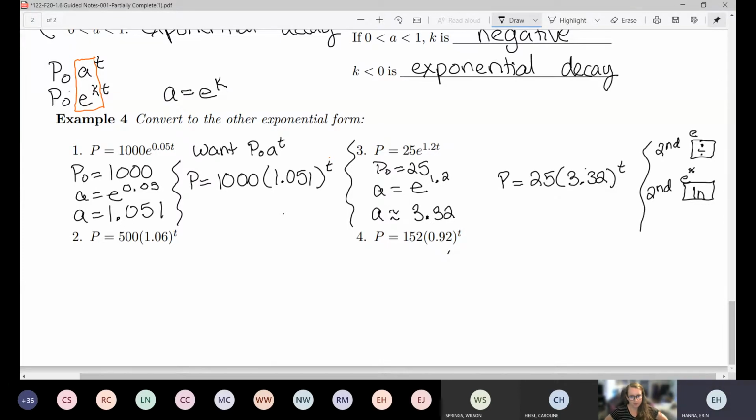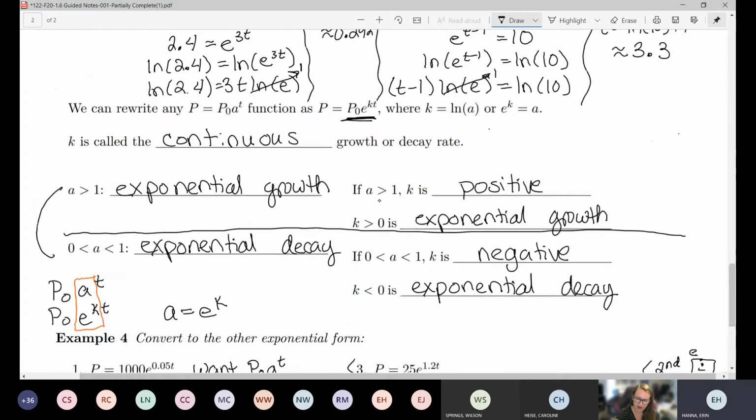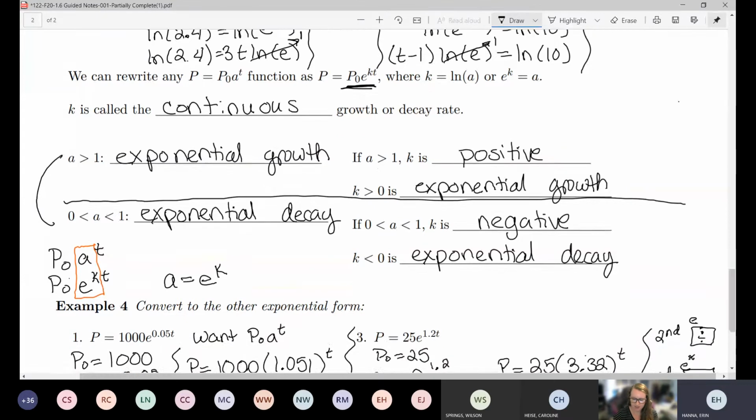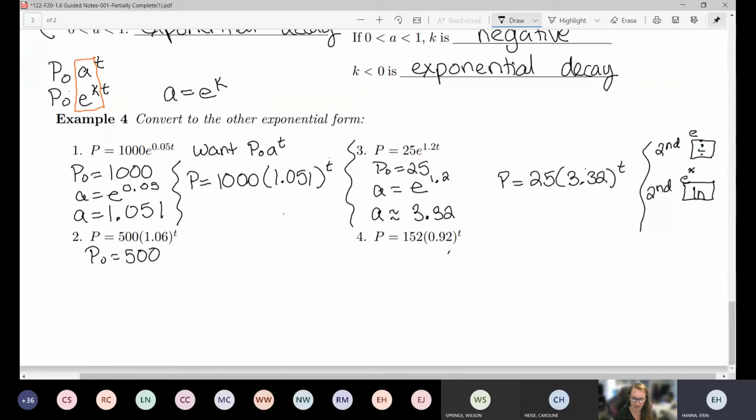All right. Now these last 2 are essentially going the opposite way. So we have an a to the t and we want an e to the kt. Still, P naught stays the same. Technically, we have this other relationship that we can just pull out. We can set the k value equal to the natural log of a. But I personally think it's easier to remember just the a equals e to the k form because it kind of falls out from just looking at the two equations next to each other. So I personally always just use this, and then you can just solve from there.